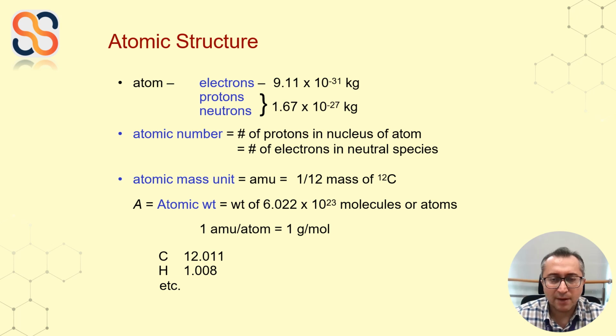A cool thing about atomic mass is that it is directly related to moles. 1 mole of any element contains 6.022 times 10 to the 23 atoms or molecules. This is called Avogadro's number. So when we say 1 AMU per atom equals 1 gram per mole, we are saying that if you have 1 mole of atoms, its mass in grams will equal its atomic mass in AMU.